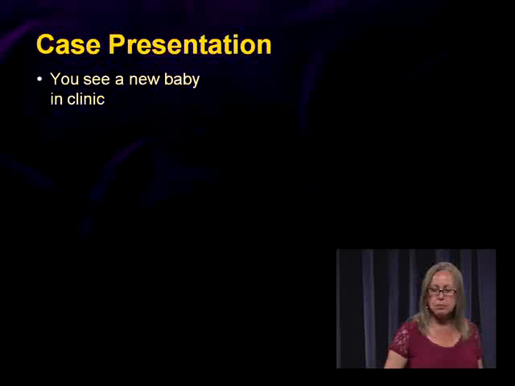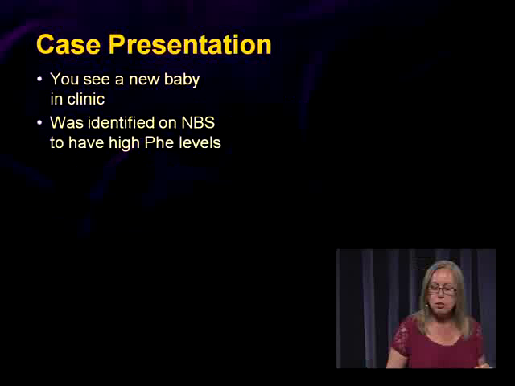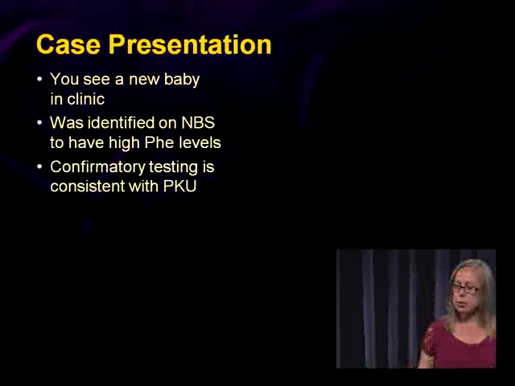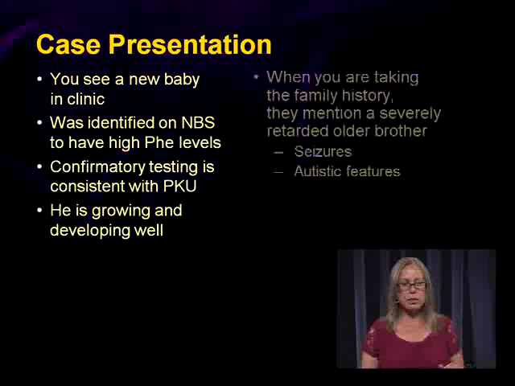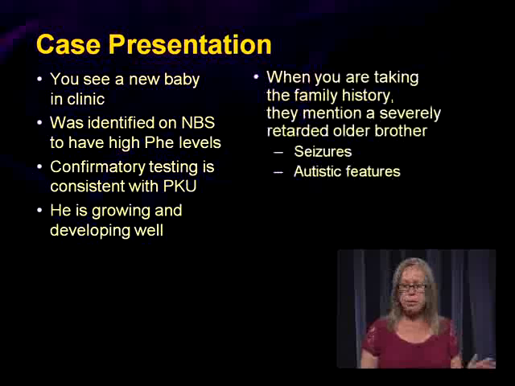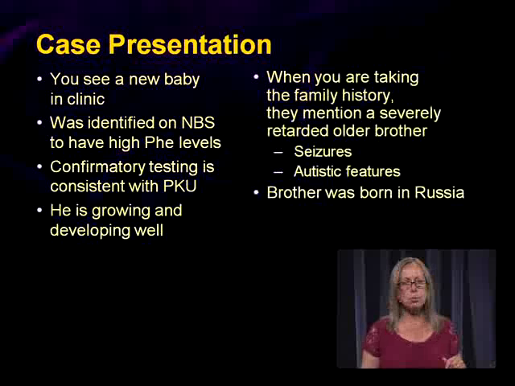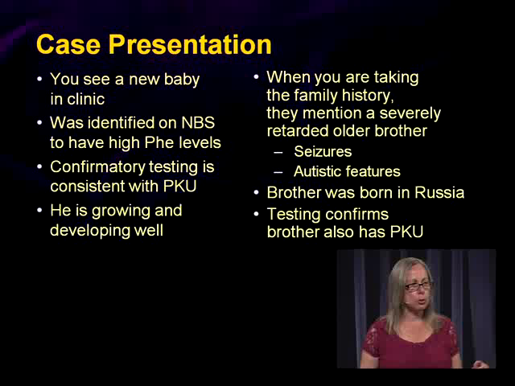So you go to see a new baby in clinic who was identified on newborn screening to have high Phe levels, and confirmatory testing was confirmatory for PKU, and the baby is growing well and developing well. When you're taking the family history, they mention a severely retarded older brother who has seizures and autistic features. And the brother was born in Russia. Test him and he also confirms that he has untreated PKU. So remembering, PKU is one thing that is tested in all of our states and has been since the 60s, but that does not guarantee that when people come from overseas that country actually has a newborn screening program. It's becoming more of the standard, but look back and check.